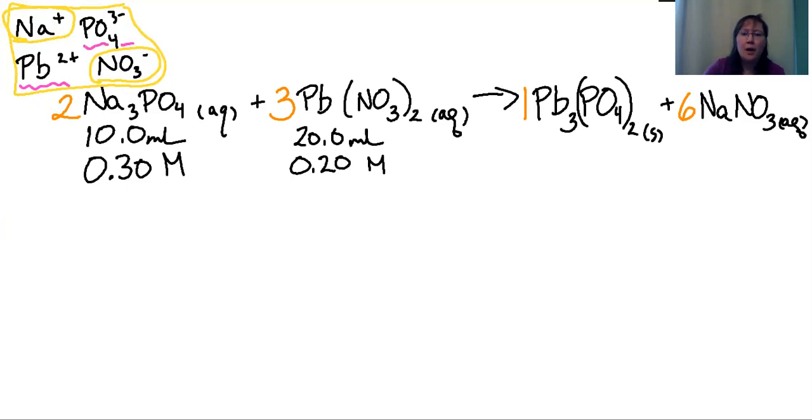Now the next part of the question says, how much of my lead phosphate will I make? Since it's a solid, that how much is going to be in grams. Okay, so my setup is complete. I know what I'm looking for. So let's take a look now. My step 1, I'll go ahead and write that over here.